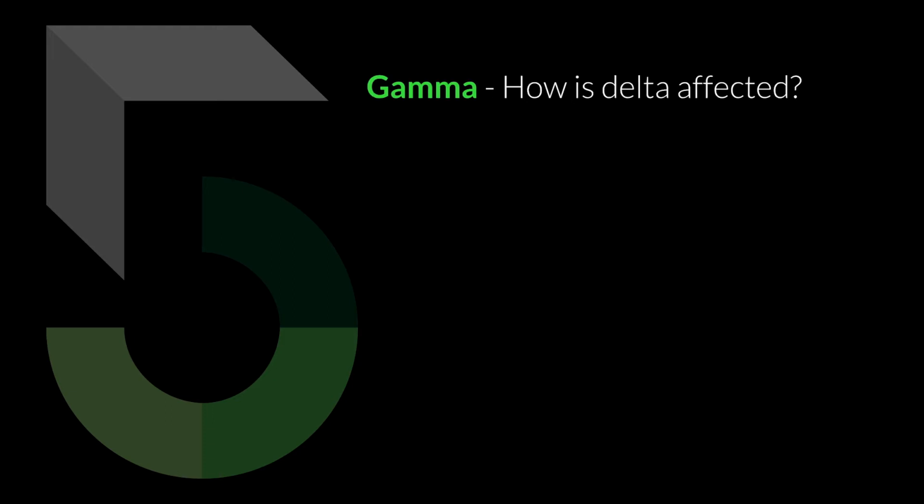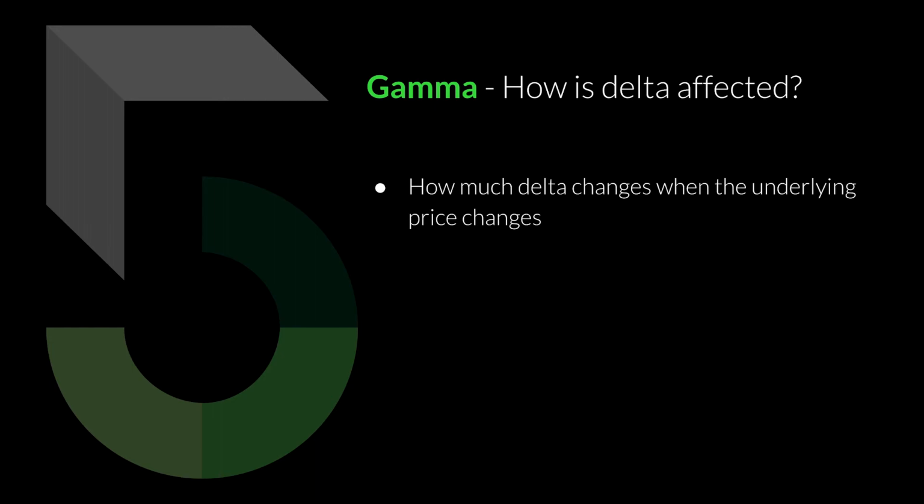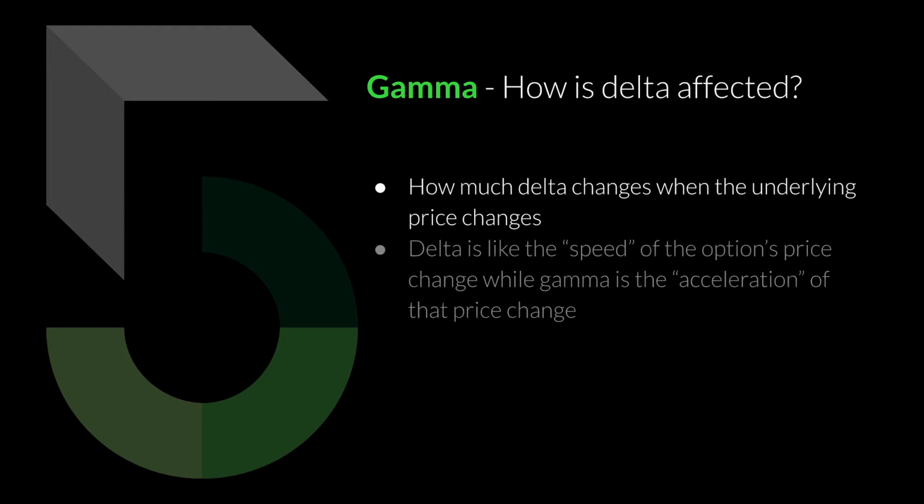So let's look at gamma, the second Greek. This asks the question, how is delta affected? So this tells us how much delta changes when the underlying price changes. If you get a $1 move in the stock price, delta will tell you how much the options price will move. If you have a $1 change in the stock price, gamma is going to tell you how much delta will change, which will tell you how much the options will change. So it's a derivative of a derivative.